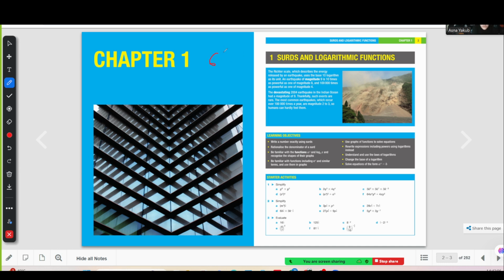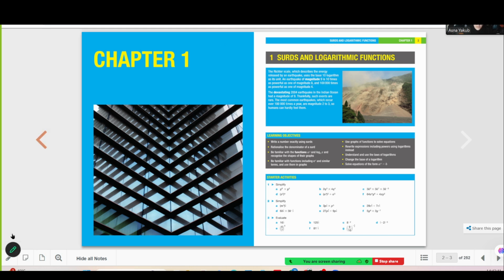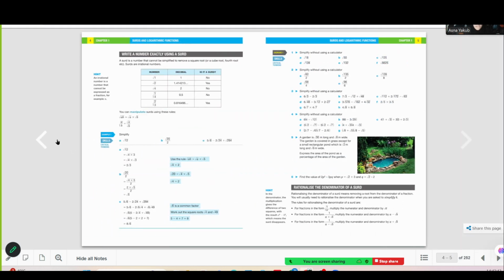Suppose we have 6 square and 6 to the power 5 over 6 to the power 3. Can you tell me how much is this? 6 square times 6 to the power 5 gives 6 to the power 7, and then in the denominator we have 6 cube. So the final answer will be 6 to the power 4, exactly, because they are in division, so we subtract. So this is the background knowledge you should have before doing surds.